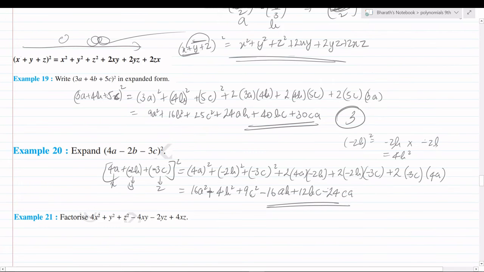Always keep the signs in mind. Signs are important. Keep this plus and minus in mind. You're done with this question. You get 3 marks. 3 on 3.